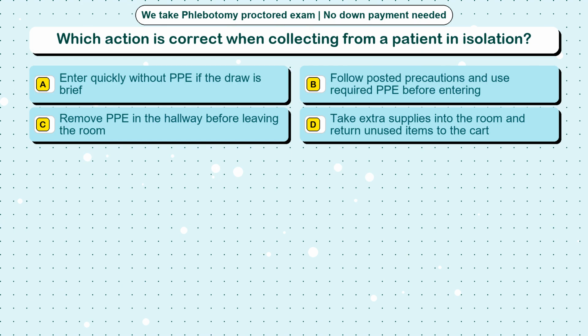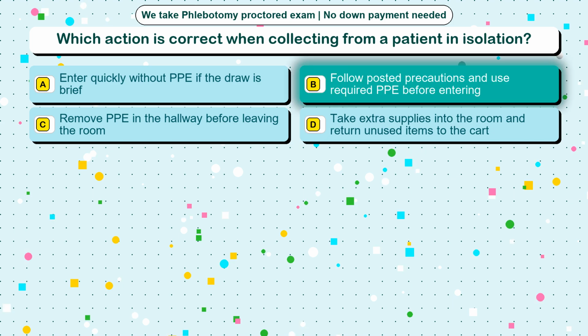Question 4. Which action is correct when collecting from a patient in isolation? Option A. Enter quickly without PPE if the draw is brief. Option B. Follow posted precautions and use required PPE before entering. Option C. Remove PPE in the hallway before leaving the room. Option D. Take extra supplies into the room and return unused items to the cart.